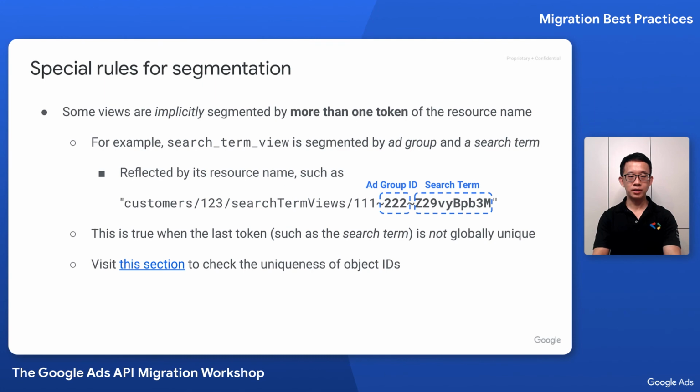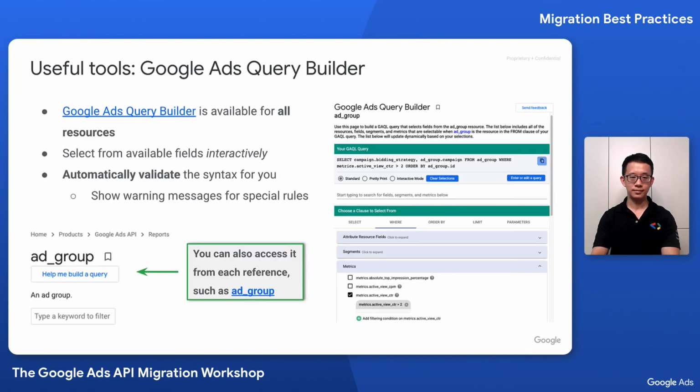Another rule for segmentation is that some views are implicitly segmented by more than one token of the resource name. For example, search term view is segmented by ad group and a search term. This is actually reflected by its resource name, such as customer/123/search term views/111~ad group ID~and a search term. This is true when the last token of the resource name, such as the search term in this case, is not globally unique. Visit the section that I link in the slide to check the uniqueness of other object IDs for more information.